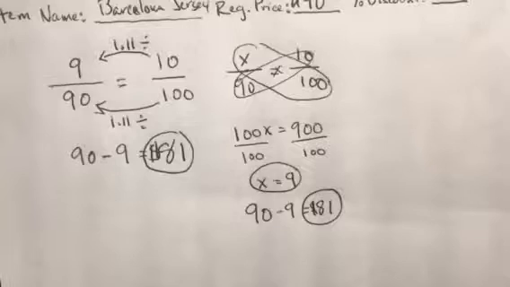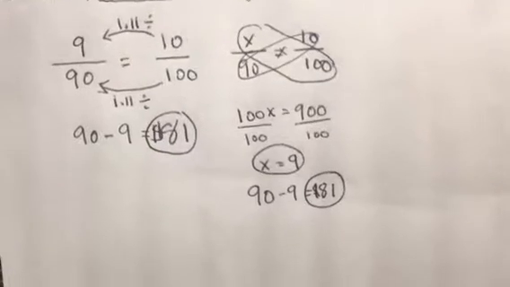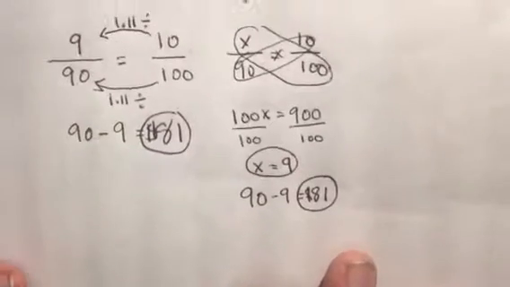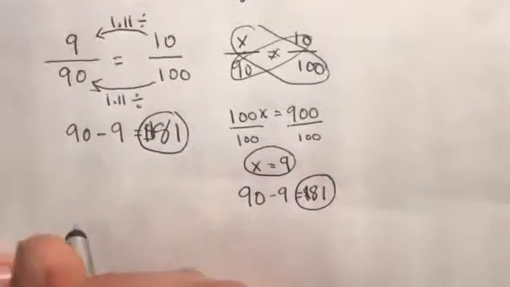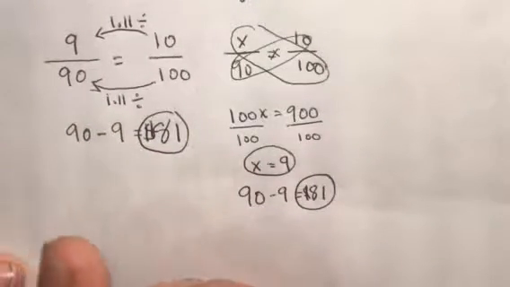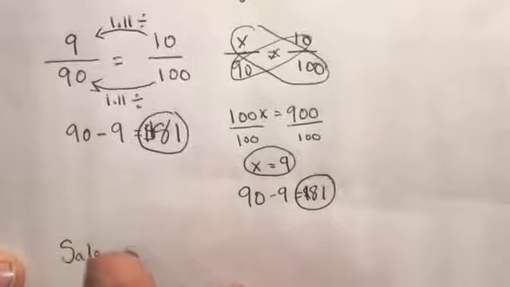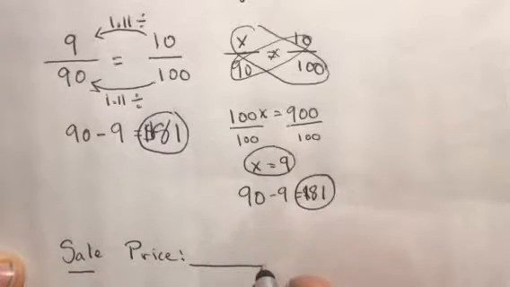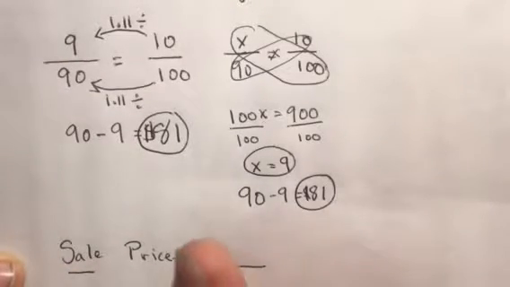So below, it asks for a sale price. So our sale price is going to be, and I'll write it right here, and in your notes you can write it down, our sale price is going to be $81.